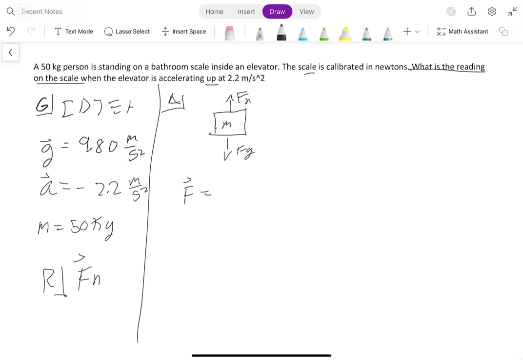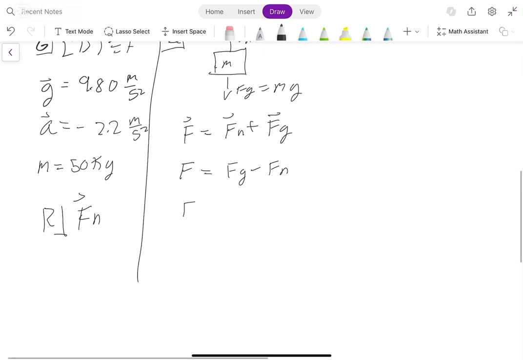So we can use our vectors right away, and we can go F is just equal to Fn plus Fg. However, in this case, because we just want to interpret our direction and not use vectors, we can just put in our direction automatically. You don't have to do it this way, but I just prefer putting in directions right away. So we can just go F net is equal to Fg minus Fn.